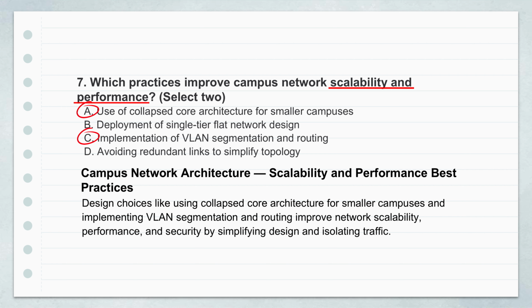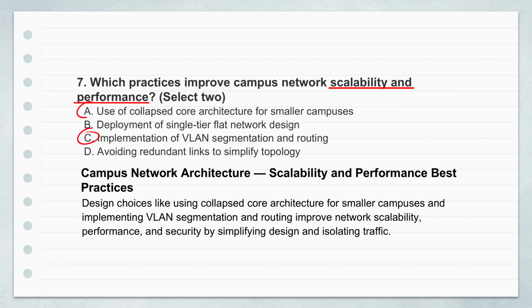Things you wouldn't do for scalability. Avoid redundant links. No, wait. You want redundancy, but you want smart redundancy. What you avoid is maybe single points of failure or just deploying a completely flat single-tier network. That won't scale well at all. Right, avoiding bottlenecks and flat designs. Got it. What about the resilience part? Keeping things running if, say, a main switch fails.